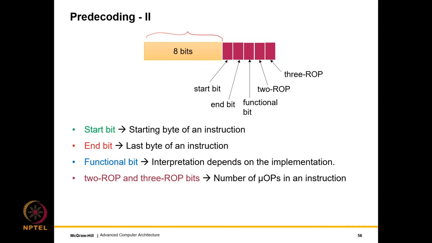If it is 1, it could mean that the microcode cache will be used, right? So this can be one use of this bit. Then we have 2 more bits called 2 ROP and 3 ROP bits. They essentially indicate the number of micro ops that this instruction will translate to.